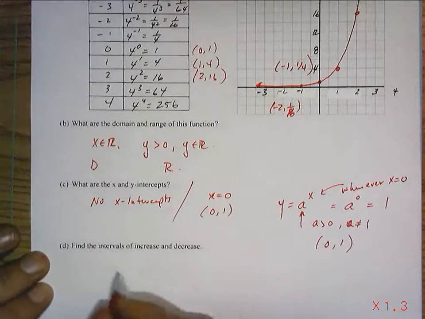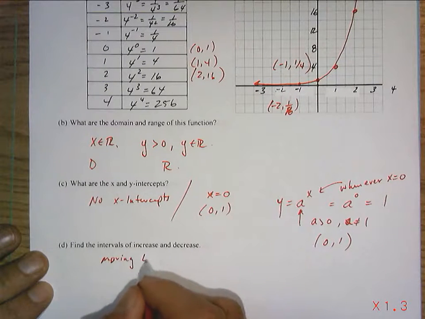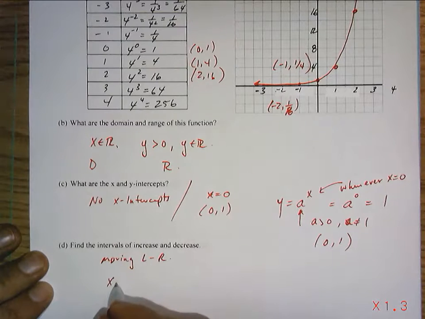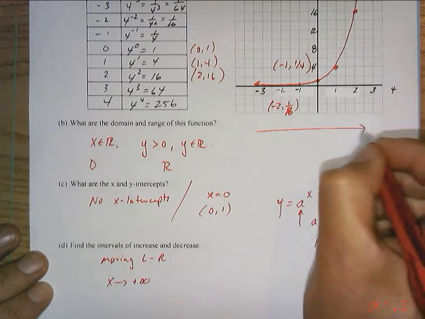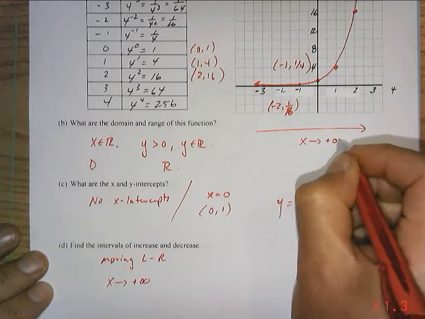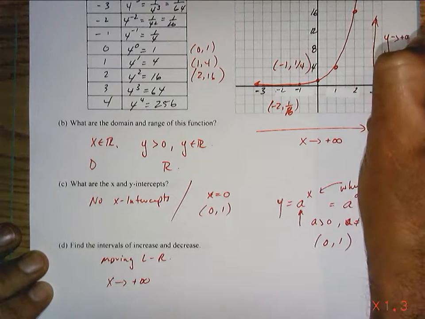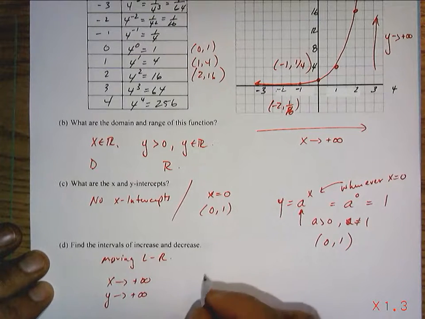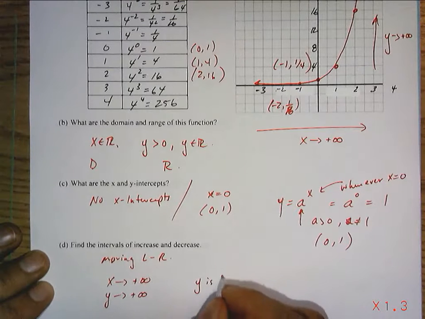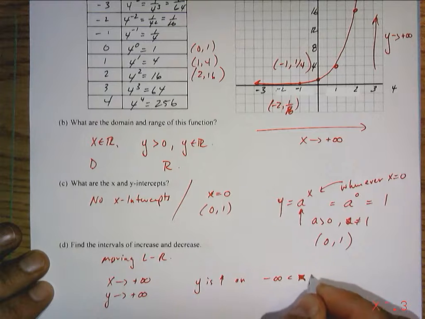Intervals of increase and decrease. Well, we have to look at left to right. So moving left to right, and as x increases, this way to positive infinity. So that's what this means. As x is increasing to positive infinity, you'll notice that y is increasing to positive infinity. And that just means that it's increasing everywhere. And that's probably the best way to do that. You could also say that y is increasing on the interval of x between negative infinity and positive infinity.